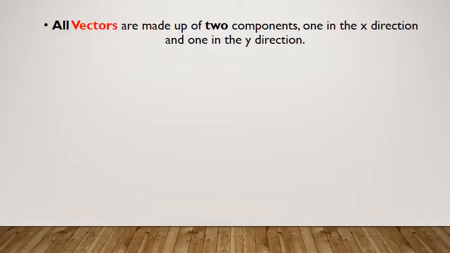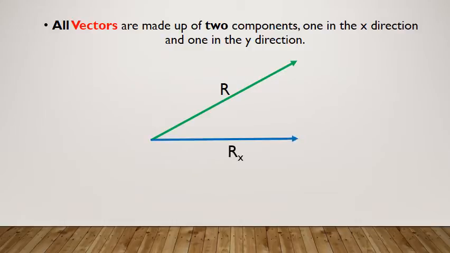Okay, well, what we need to understand firstly is that all vectors are made up of two components, one in the X and one in the Y direction. So here's a vector, any vector R. What we can break that up into is its X component and its Y component and form a right angled triangle. And of course there's going to be an angle theta in there as well.